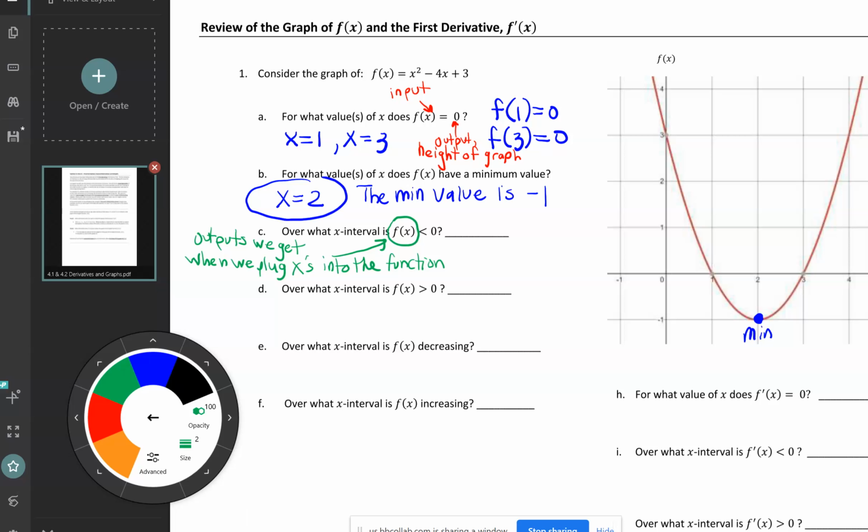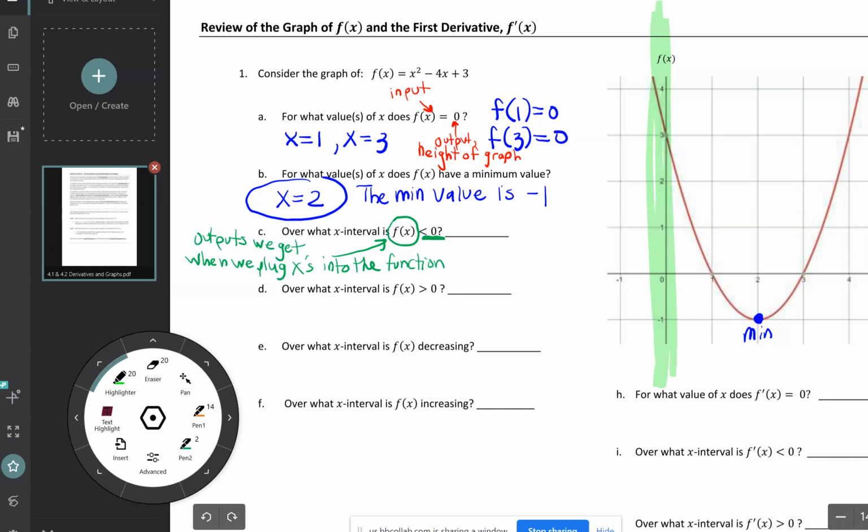And if we want that output to be less than 0, okay, the whole y-axis are my outputs. All of this axis are my outputs. Some of those outputs are positive and some of them are negative. So the negative outputs are down here. This is where your outputs are going to be less than 0. Less than 0 means negative. So your function is going to have negative outputs in this entire region, and that's happening from when my input is 1 until my input is 3.